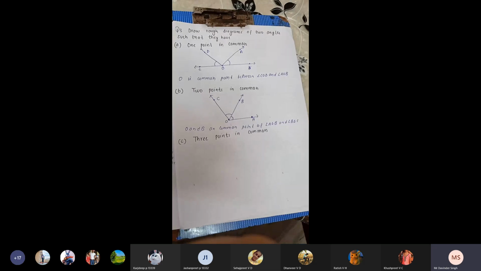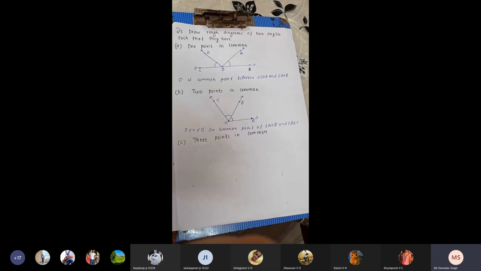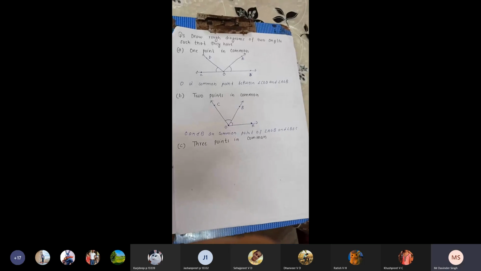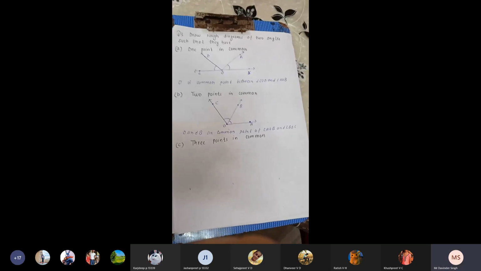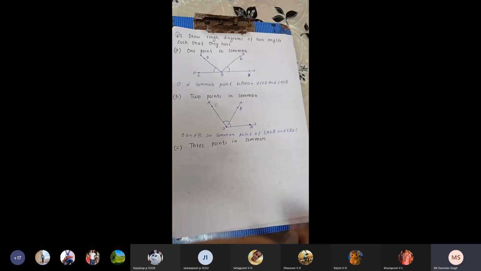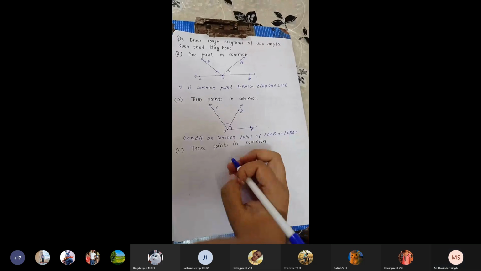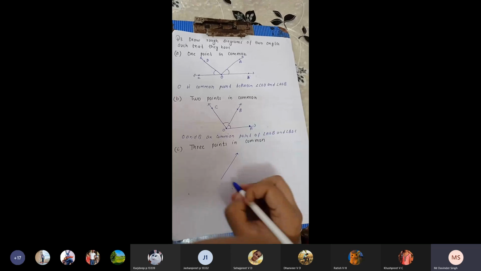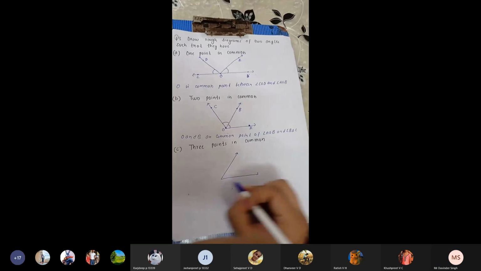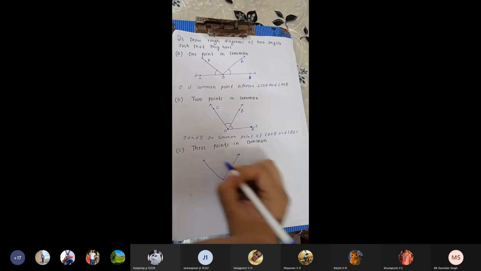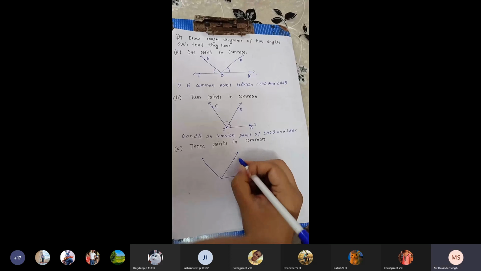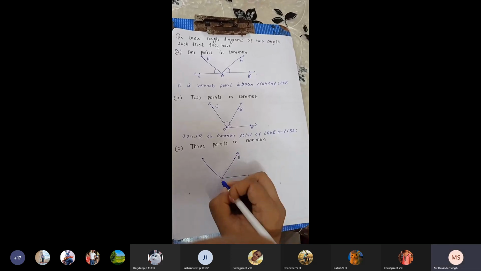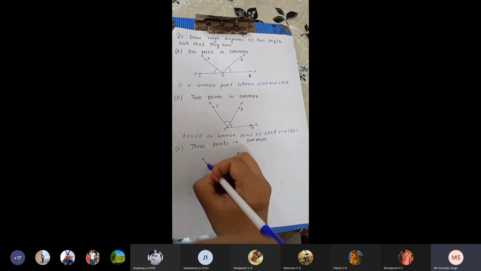Okay, now the next is that 3 points are common. So again, now we have to show that 3 points are common. I can use the same diagram. What I can do is draw this same diagram. Suppose this is B, this is A, and this is O, and this is C.